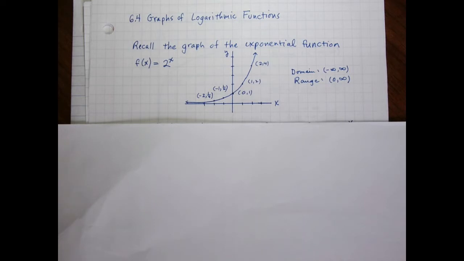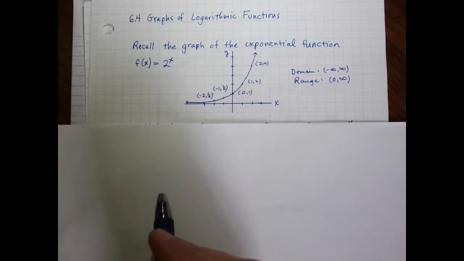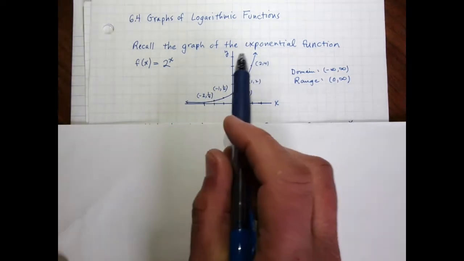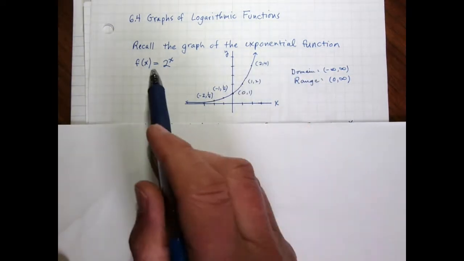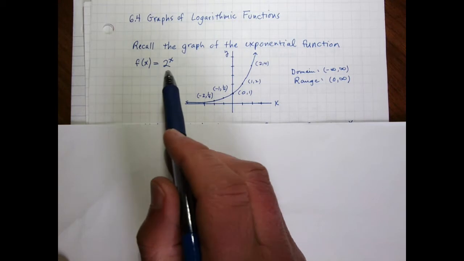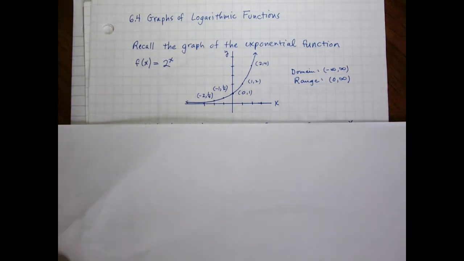So now we're going to begin section 6.4, graphs of logarithmic functions. We've been talking about these functions, but we haven't actually sketched the graph of a logarithmic function yet, and that's what we will do in this section. So recall the graph of an exponential function. I picked one example here, f of x equals 2 to the x.